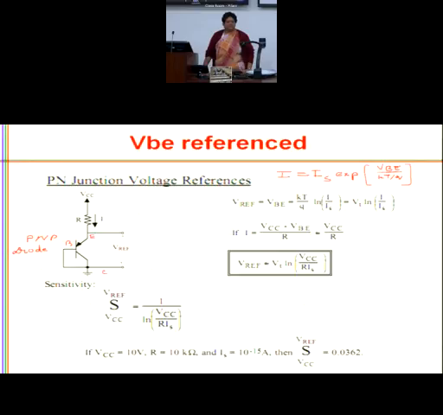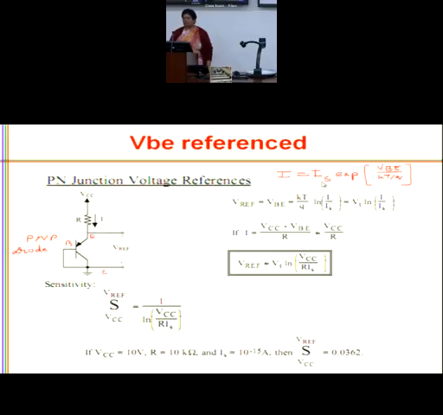I change my device. Let me say I have another device, a BJT. Again, I can put in a diode connection. So if I change my device, you may use NPN or PNP, it doesn't matter. Both should be diode connected. Again, you write the expression. This is a diode current, this is a BJT current expression.